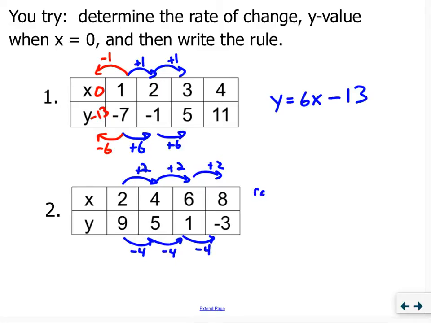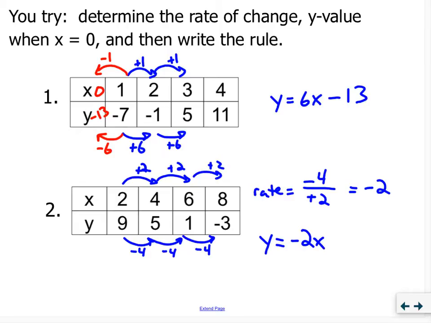So that's going to tell me that my rate of change is what my y values are doing as my x values change. So that's my slope, the change in the y divided by the change in the x. And that's going to equal negative 2. So knowing that my rate of change is negative 2, I can write my equation as y equals negative 2x.